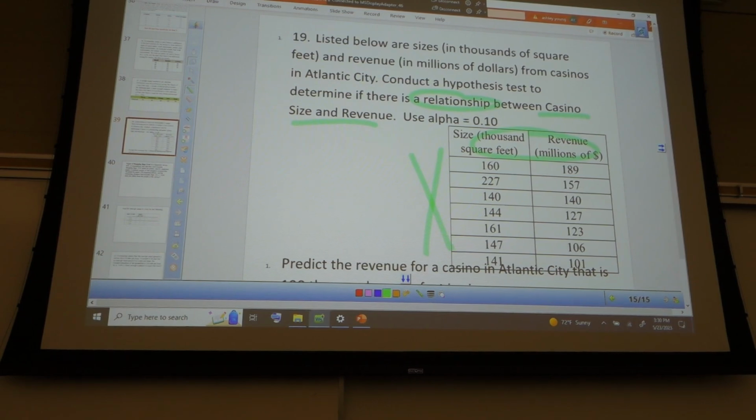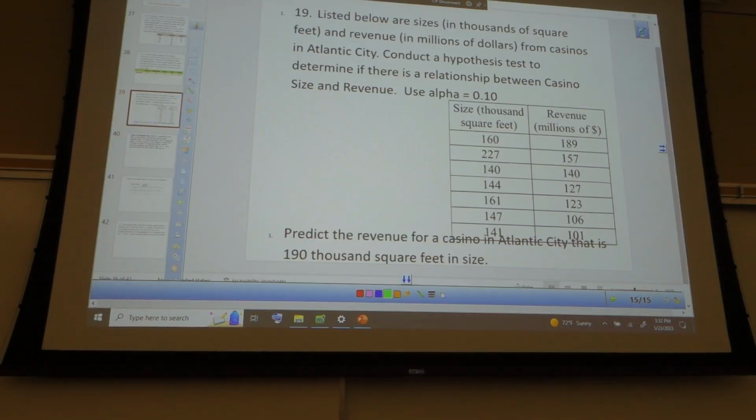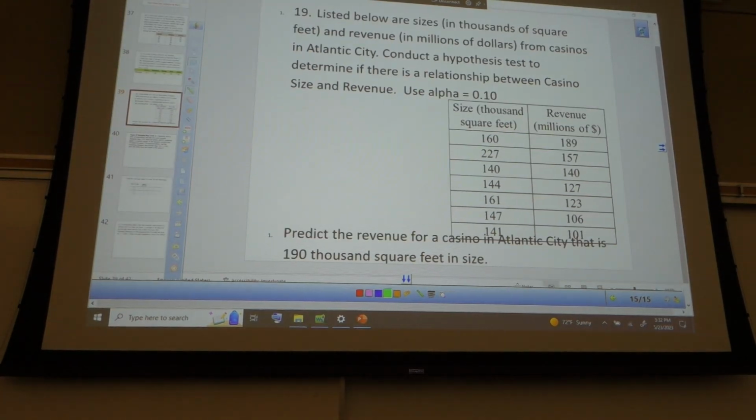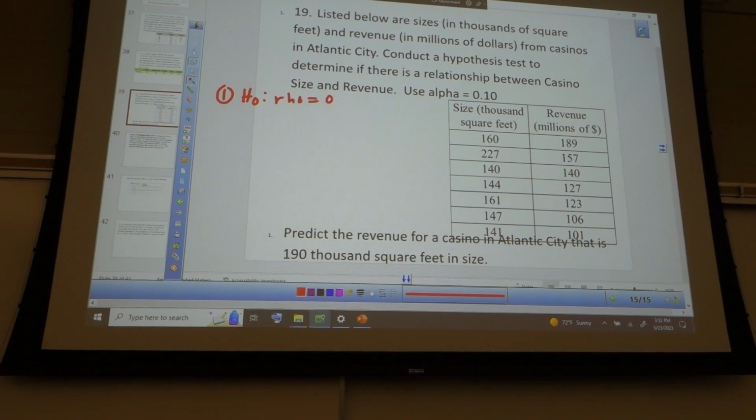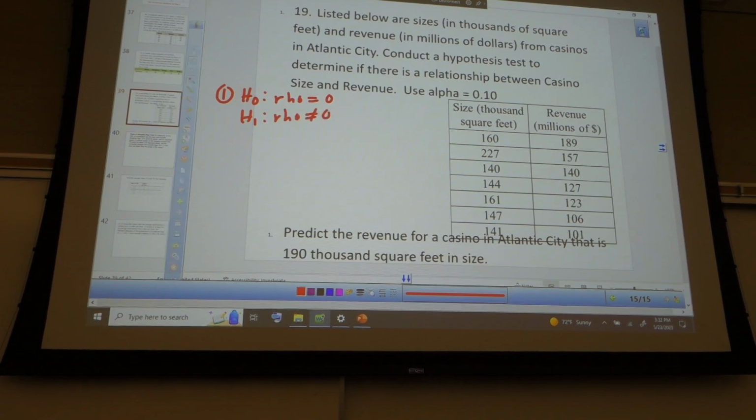Chapter 10. All right, so everybody do all 5 steps for this one. Step 1. H naught is rho is equal to 0. H1 is rho is not equal to 0. Great. We want to see there is relationships, I'm not going to worry about that so much. Step 2 is my alpha, 0.10.